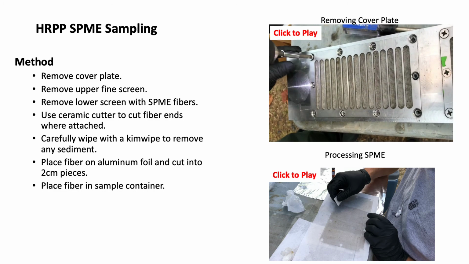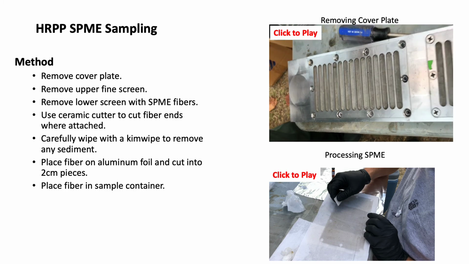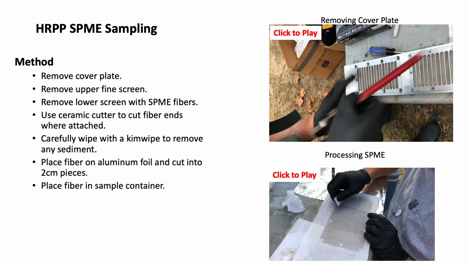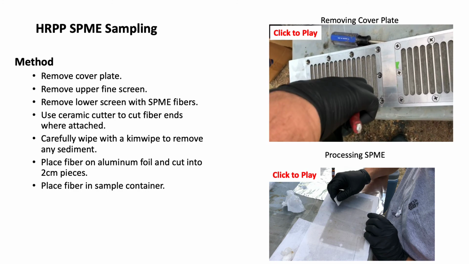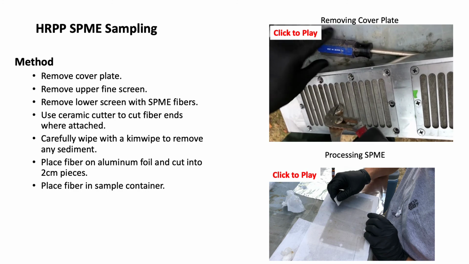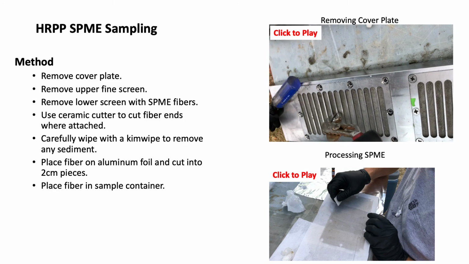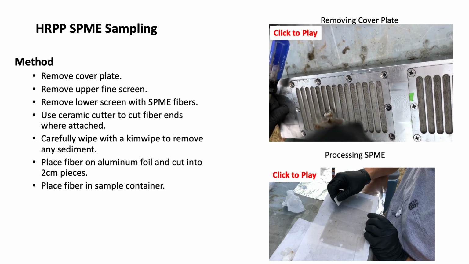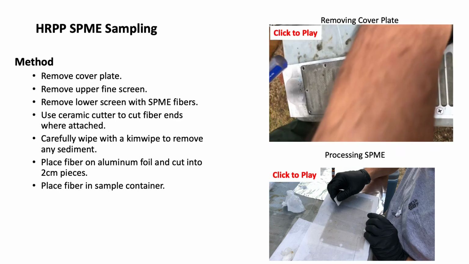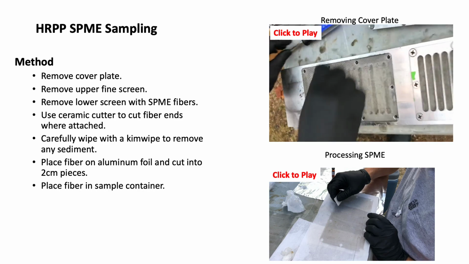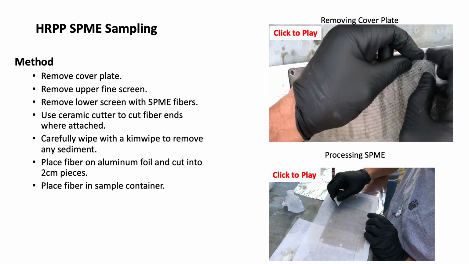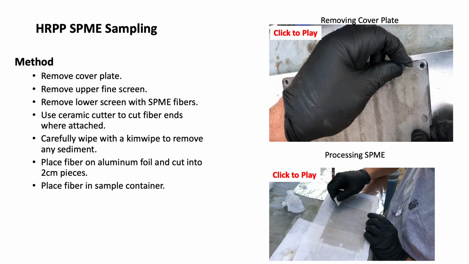The top screen is removed, and the screen with the SPME fibers is gently removed and placed on a clean surface. Generally, we use aluminum foil. After the screen has been removed, using a ceramic cutter, the fibers are cut adjacent to where they were affixed to the screen with the silicone. The fibers are then placed on a clean surface and gently wiped with a chem wipe.